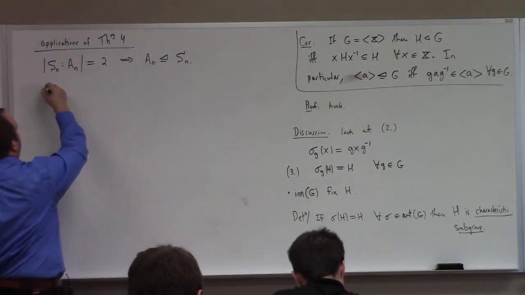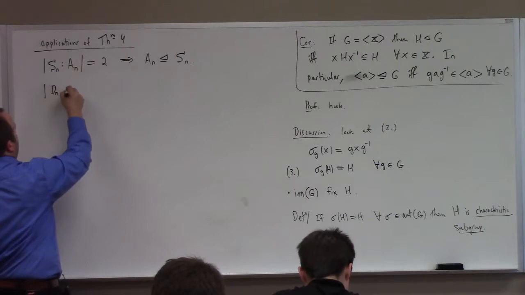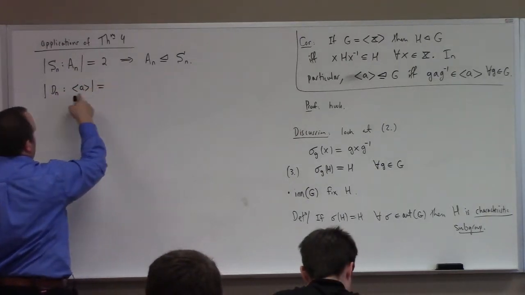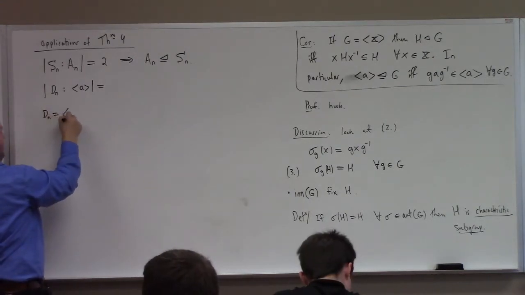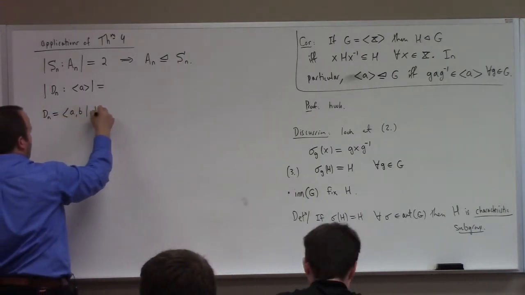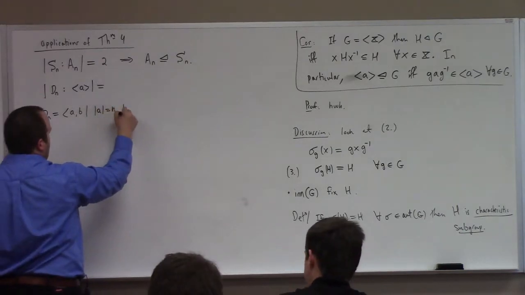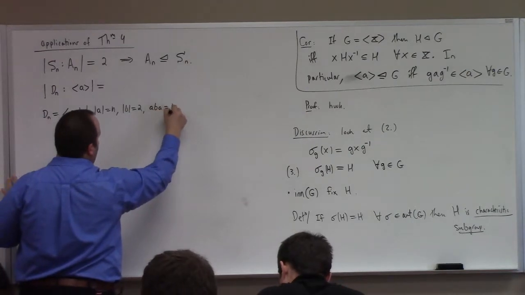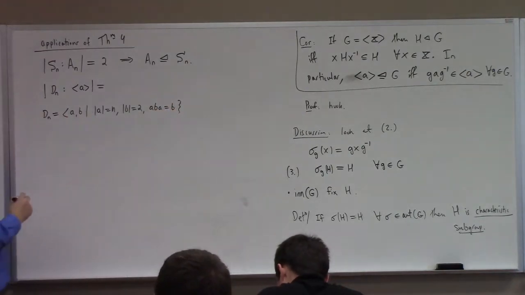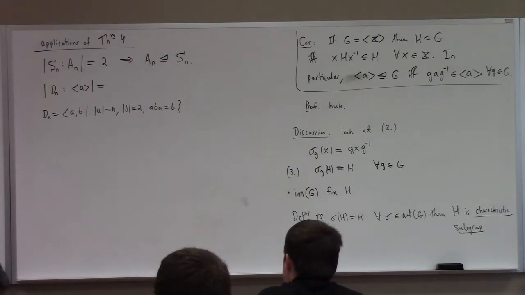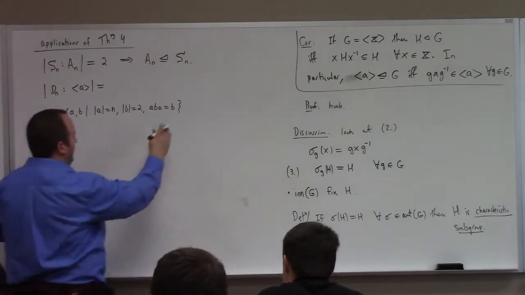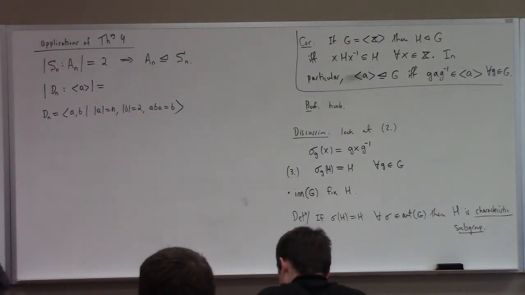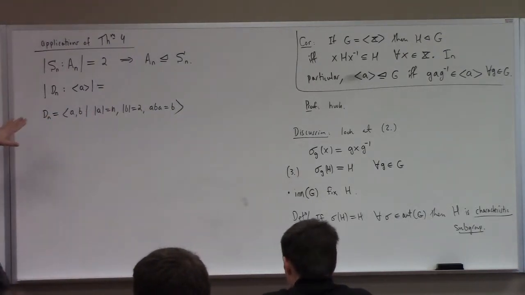Also, look at the dihedral group D_n of order 2n, generated by a and b, such that the order of a is n, the order of b is 2, and aba equals b. I should just say ab equals 1. Anyway, there it is. So that cyclic subgroup, how big is it?